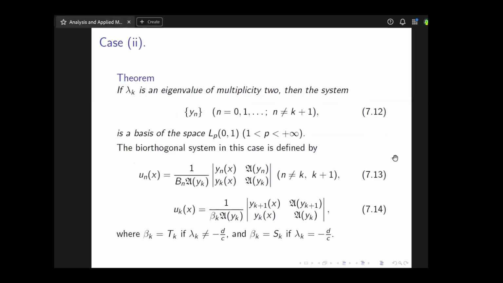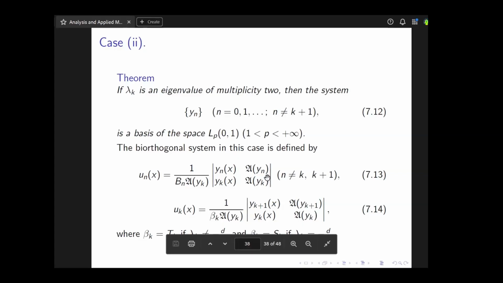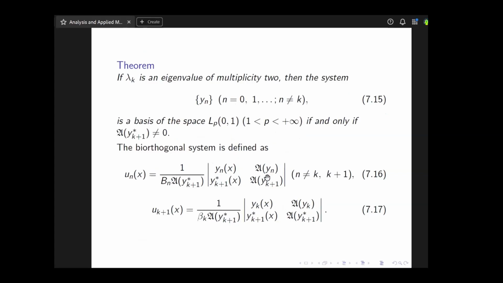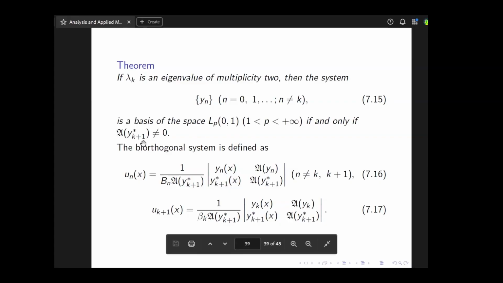Case 2, when there is a double eigenvalue. In this case, if you remove the associated function corresponding to that eigenvalue, then the system is a basis. The biorthogonal system is defined by this equivalence. But if you remove the eigenfunction corresponding to the double eigenvalue, but keep the associated function, the system is not always a basis. There is a necessary and sufficient condition.